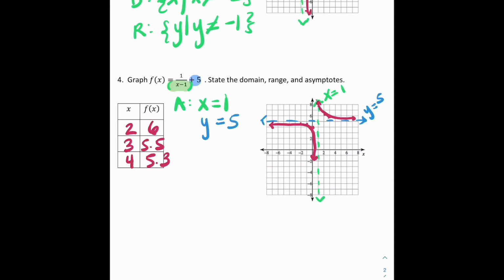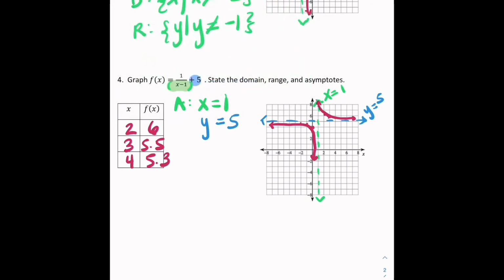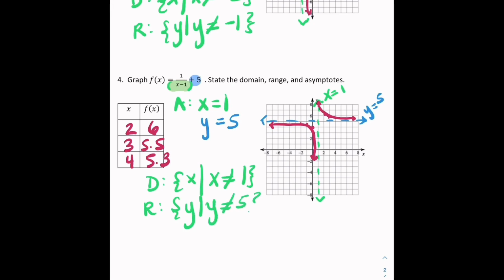Okay, so now that we have our picture, let's go ahead and write down the domain and range. Again, we have to consider our asymptotes. So domain will be the set of all real numbers x such that x cannot equal positive 1 because of our asymptote. And for range, it will be the set of all real numbers y such that y cannot equal 5. All right, and we're done.